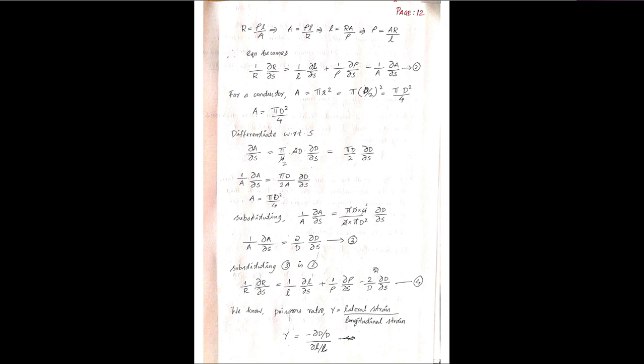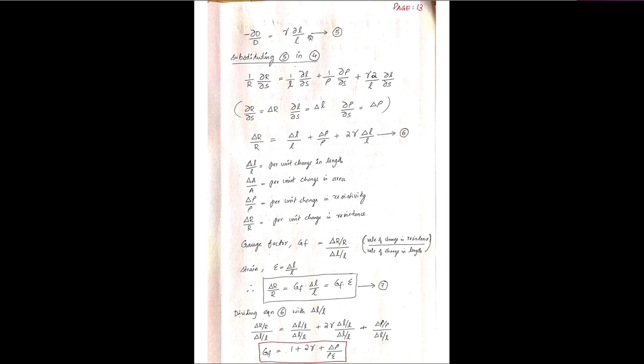5 in 4 means here you can see dou d by d is there. Instead of minus dou d by d, we will be putting it as nu into dou l by l. So 1 by r into dou r by dou S, which is equal to 1 by l into dou l by dou S plus 1 by rho into dou rho by dou S. Here minus is there, and previously minus was also there, so it will become plus 2 nu divided by l into dou l by dou S.